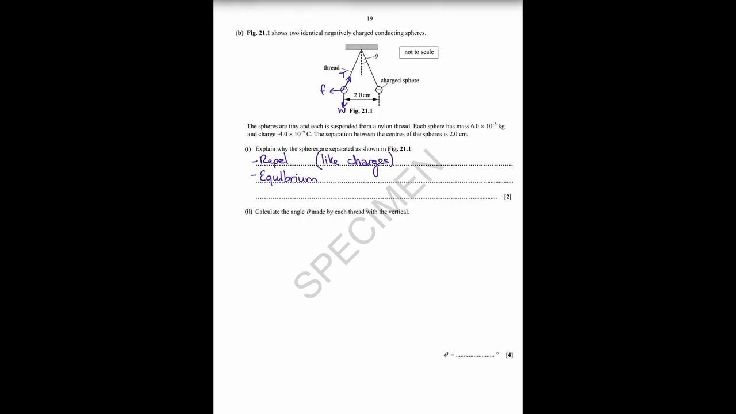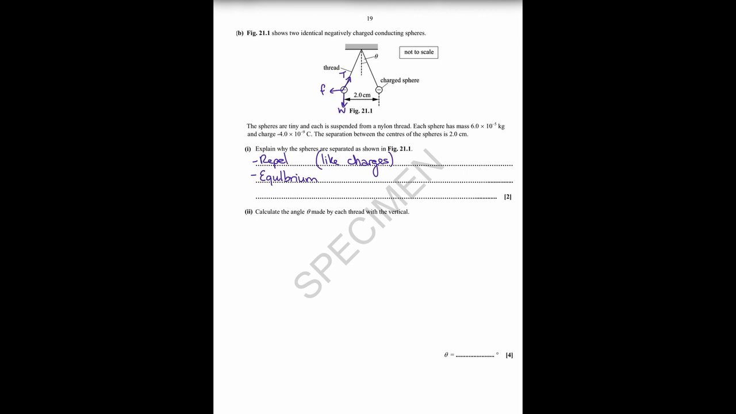I was really excited when I saw this question, so hopefully you were as well. Calculate the angle made by each side of the vertical. Because I've got these forces I get to resolve, I get to probably use sine, cos, tan, whatever it is. So we've got a lot of fun ahead of us. So let's have a go.